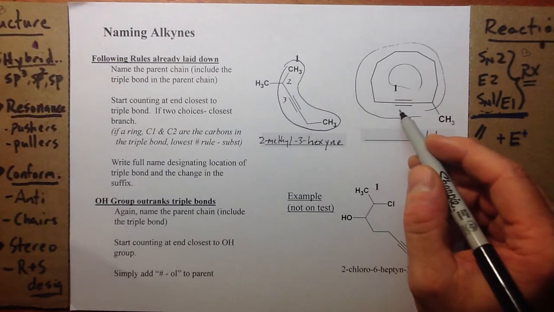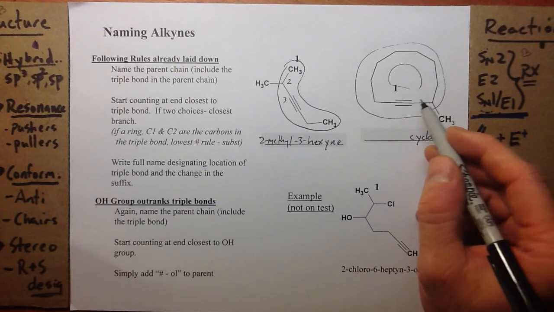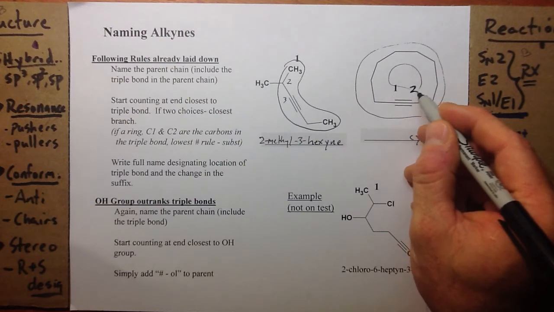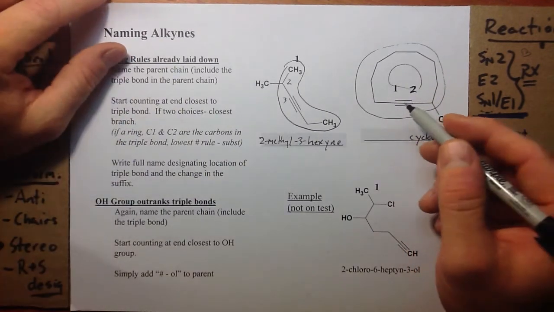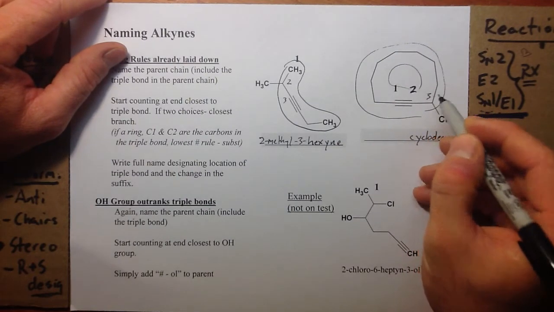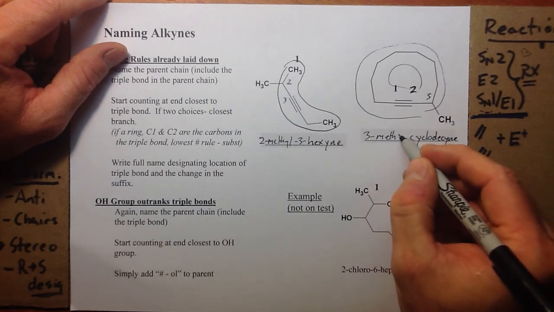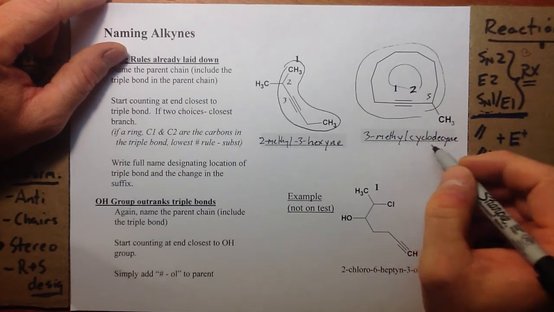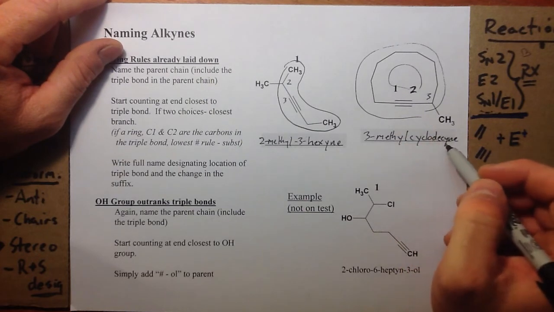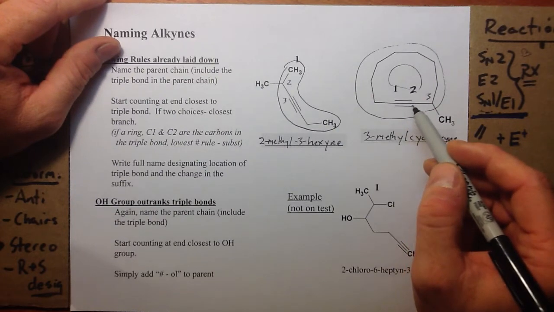And in numbering, we number so that this branch has the lowest number, but the 1 and the 2 has to always capture the triple bond in ring structures, like it had to capture the double bond in alkenes. So we have 1, 2, 3, 3-methylcyclodecyne. Now we don't have to note the position of the yne in the ring because it's always implied that it's between the 1 and 2 carbons.